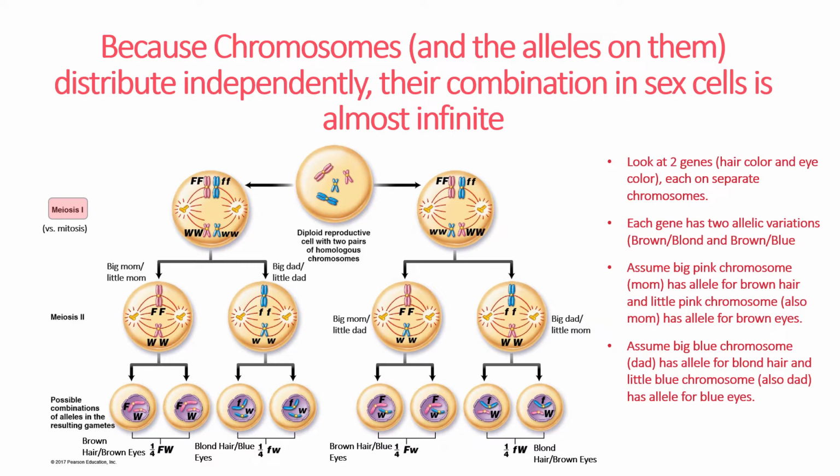In this example, we are looking at 2 genes on 2 chromosomes, each of which have 2 allelic variations. In the human genome, we have roughly 25,000 genes, each with a variety of allelic variations on 23 different chromosomes. So when we consider all of that variability, we can see that it is indeed true that sex cells have almost infinite possibilities for the alleles and the combination of alleles they carry.